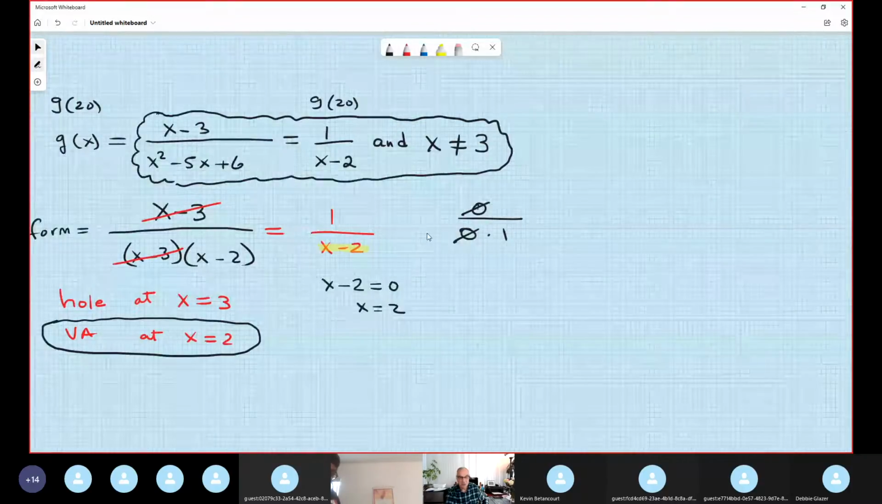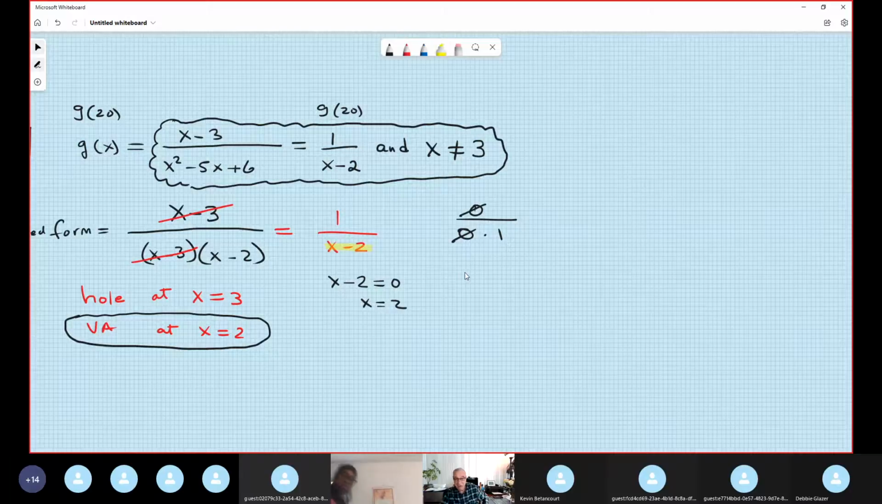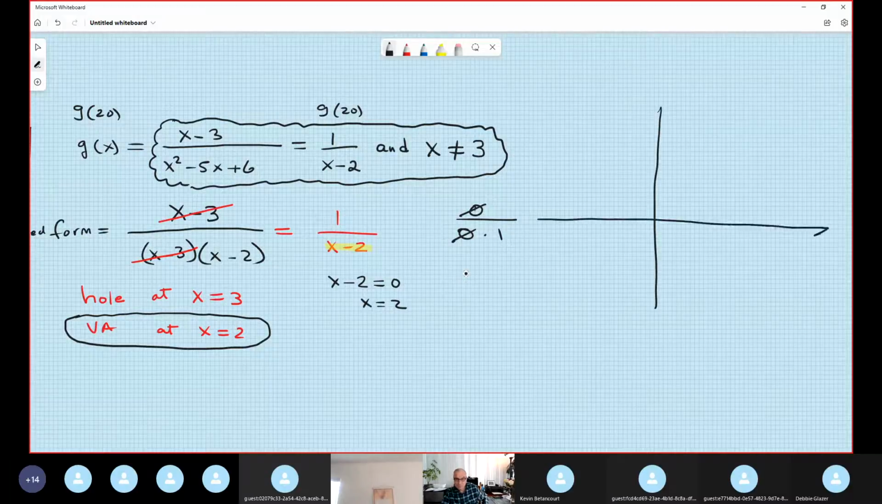Okay, so how can I do the graph? This is another challenge. Okay, the graph looks like that. Look. Well, I know at 3, 1, 2, 3. We have a vertical asymptote. Let me represent it like a dotted line.